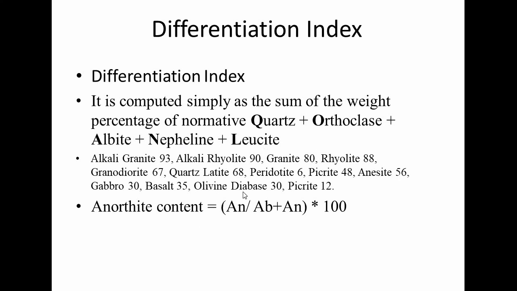And the value obtained as the differentiation index can be used while naming. For example, certain values are given for certain rocks: alkali granite has 93, rhyolite 90, etc. If your rock is very near a particular value, you can also look at the mineralogy, and based on the differentiation index value and the mineralogy, you can name that rock. That's all. Okay, thank you.